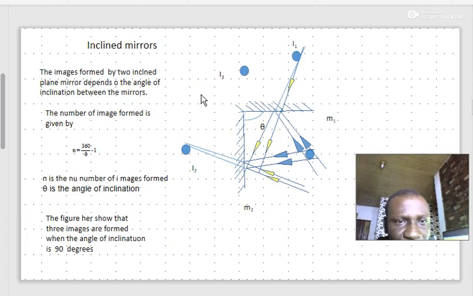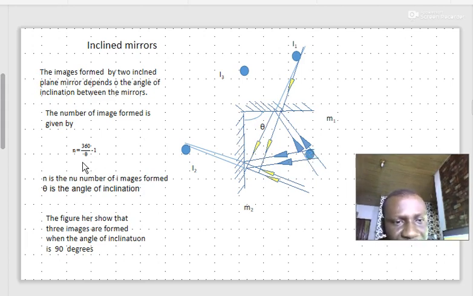Here we have a plane mirror. When we have two plane mirrors inclined, we mean that they are arranged side by side, such that they make an angle. The two mirrors can form several images. As you can see here, one, two, three images are formed by this object on the mirrors. So the images are formed because of the angles they respectively make with each other.